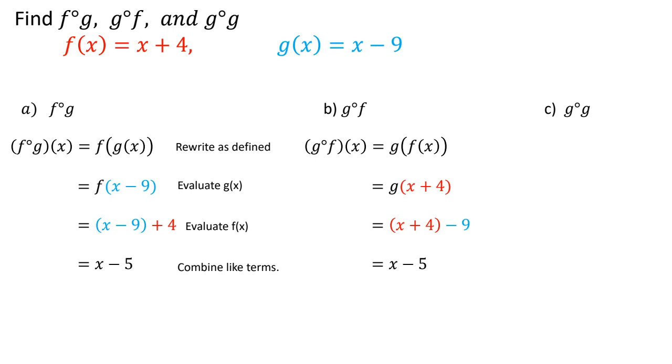So we have x plus 4 minus 9. This is already simplified. So I can drop the parentheses and combine my like terms. Plus 4 minus 9 is a minus 5.